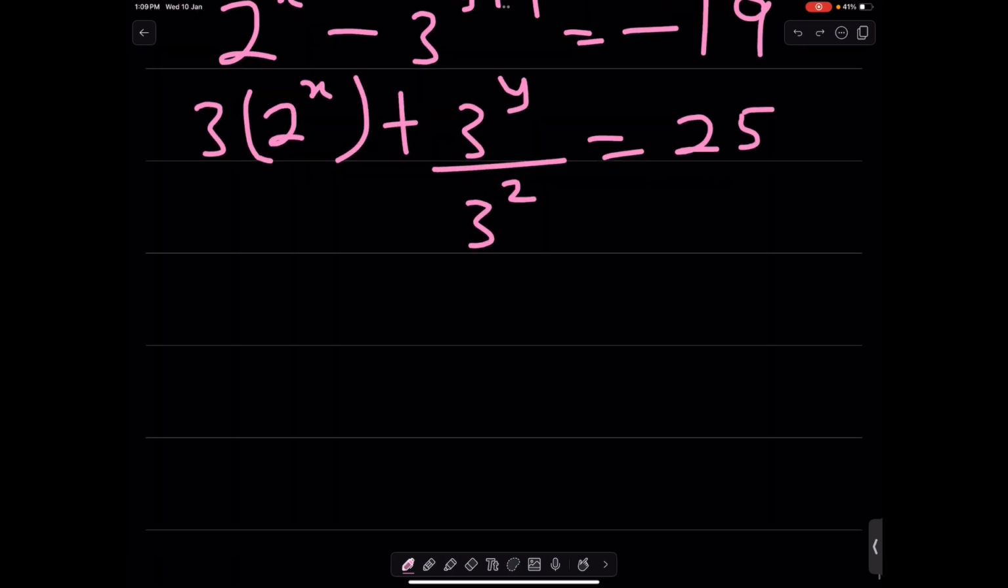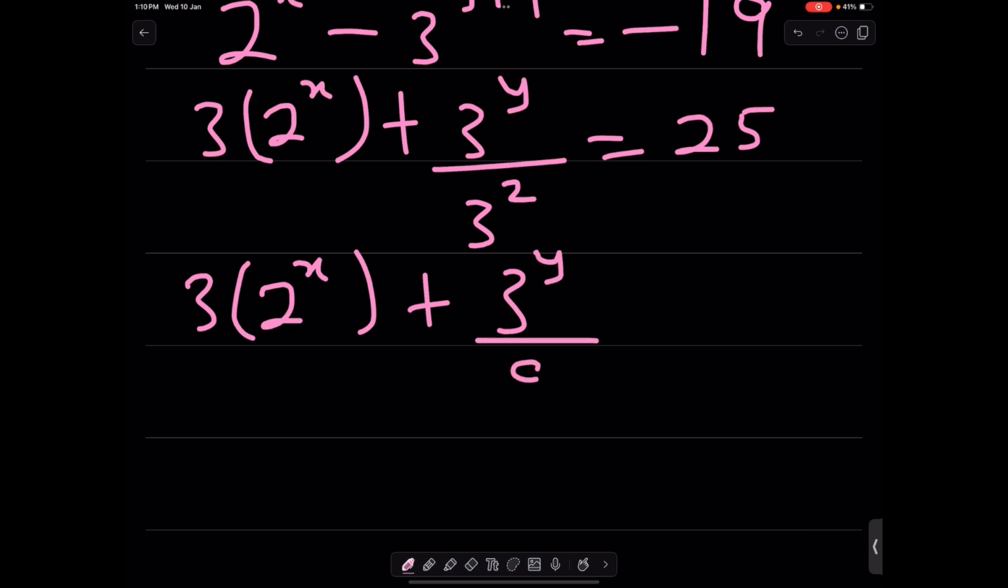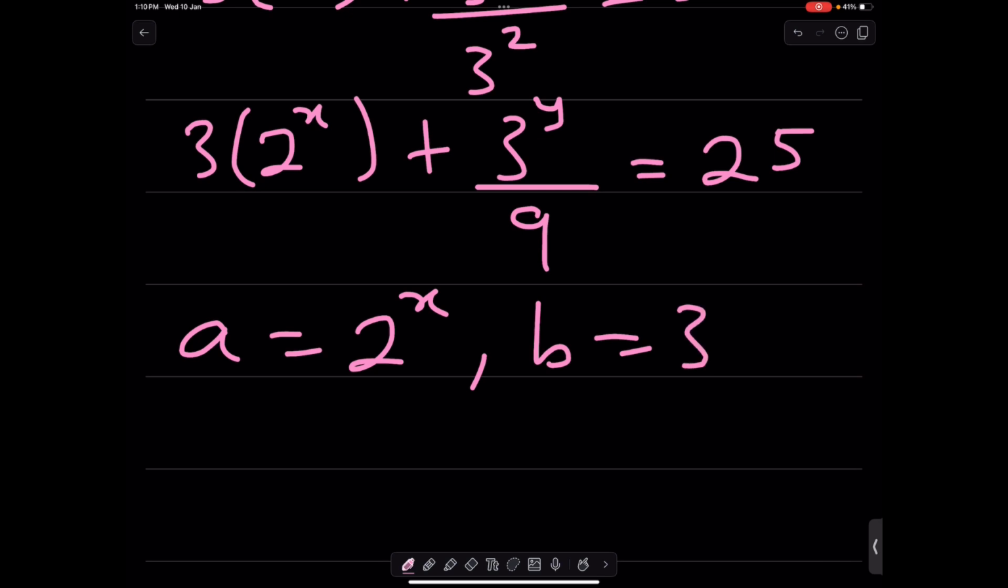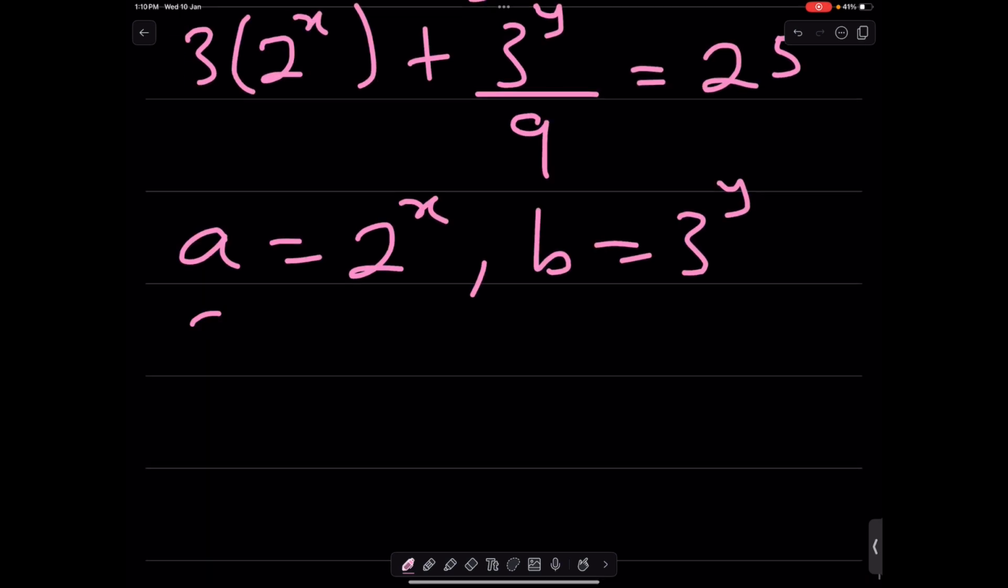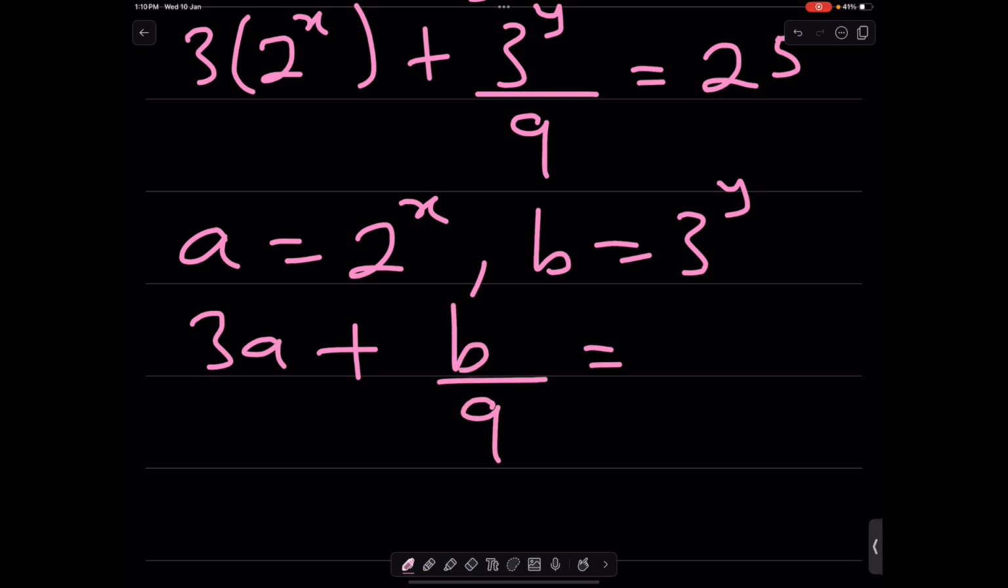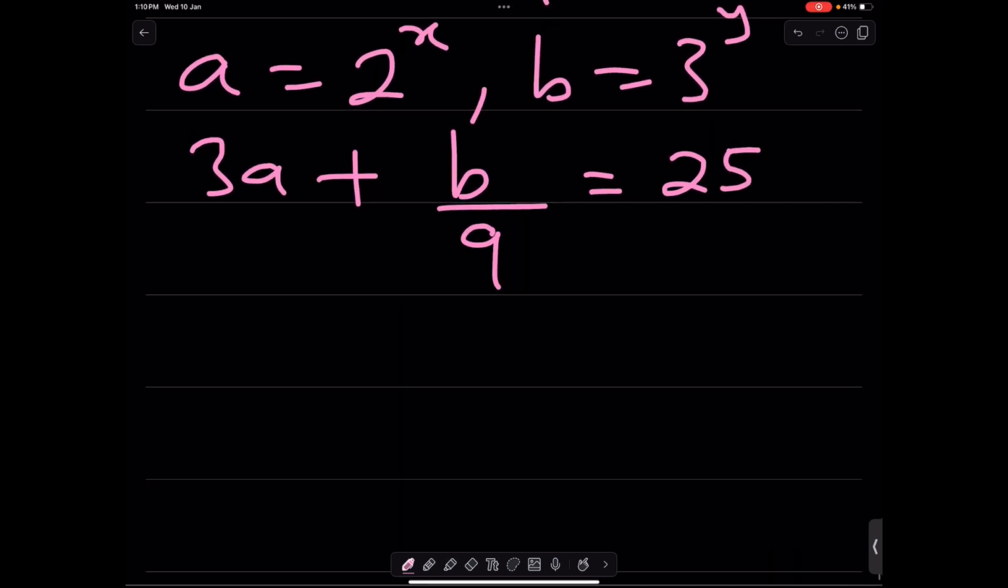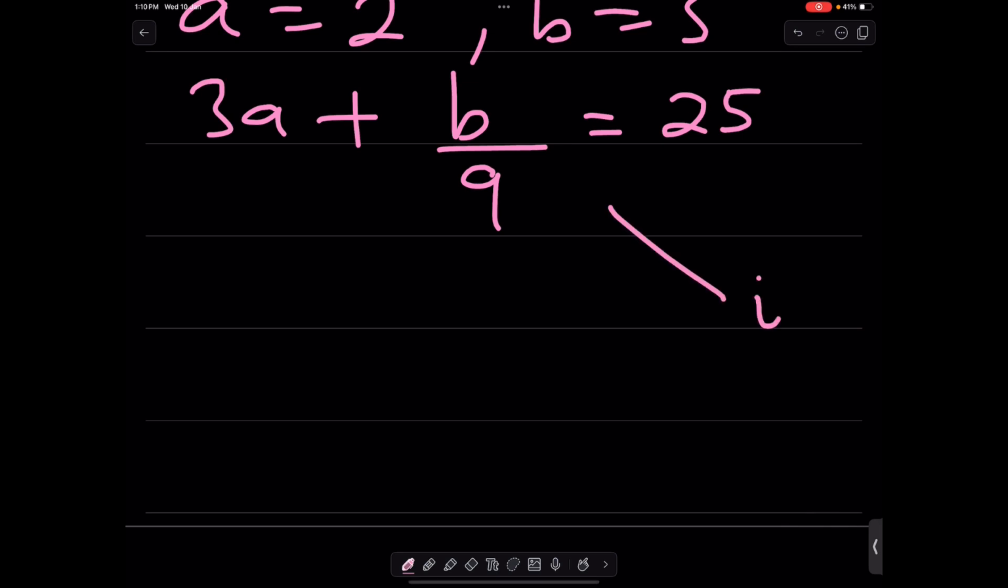Now, where do we go next? This is the same as 3 times 2 raised to the power x plus 3 raised to the power y over 9 equals 25. What do I do? Let a be equal to 2 raised to power x and b be equal to 3 raised to power y. That simply means 3a plus b over 9 equals 25. So that's one equation. Let's call that equation 1.